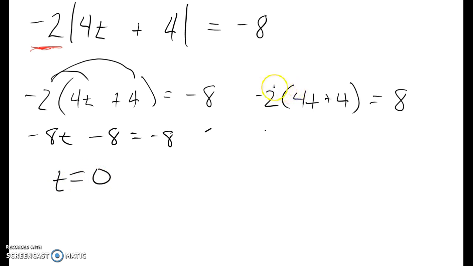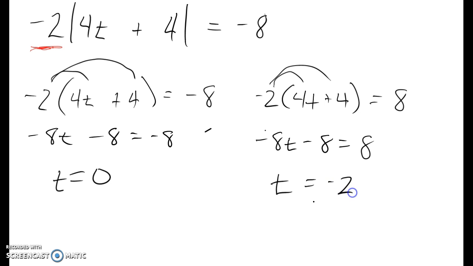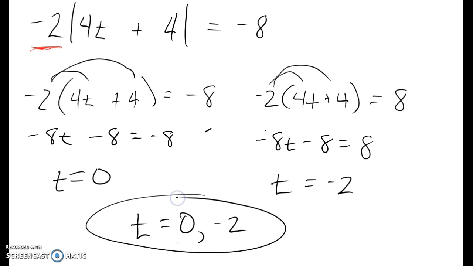And over on this side, I'm going to distribute the negative 2, and I'm going to get the same expression. Negative 8t minus 8 is equal to positive 8. And I'm going to solve over on this side, and I'm going to wind up with t is equal to negative 2. And go ahead and write your answer like this. t is equal to 0, negative 2. And we'll explore what this looks like on a graph later, but right now I just wanted to give you a quick introduction to absolute value equations.